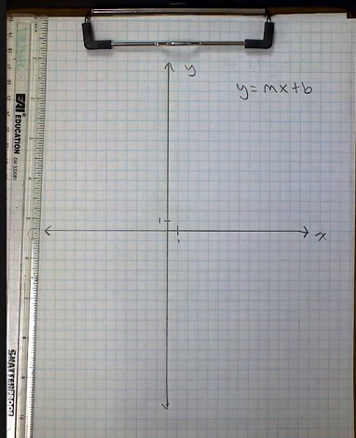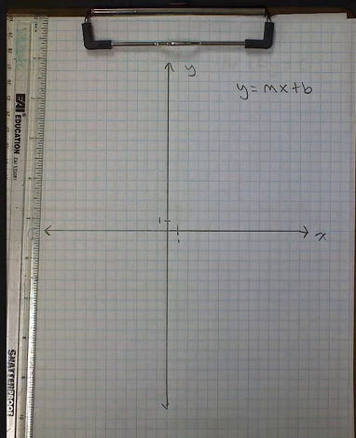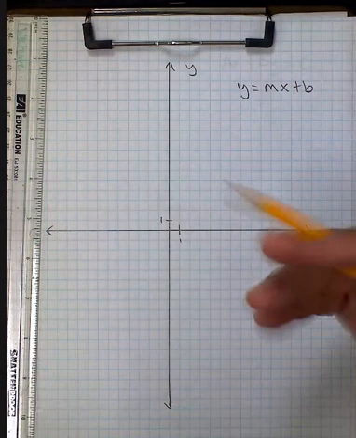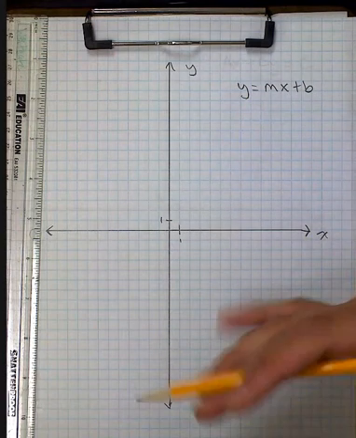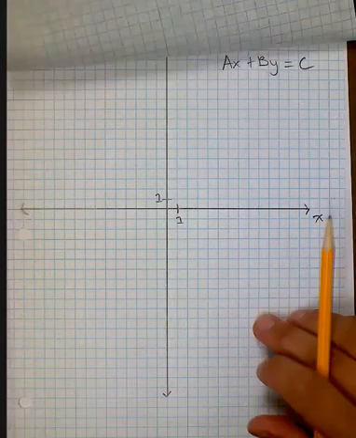Algebra 2, Chapter 2, Section 3, Part 2 of the videos that I'm creating for this chapter. I have in front of me a coordinate plane. I have the slope-intercept form. In this video, I'm going to show you how to graph a line in slope-intercept form, and then after that, I'm going to show you how to graph a line that's in standard form.